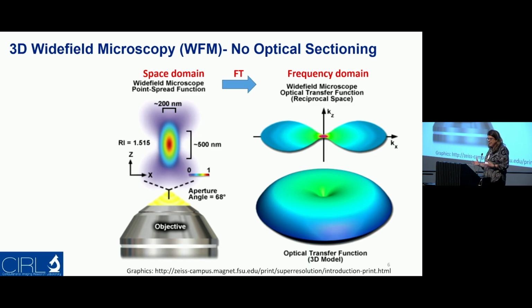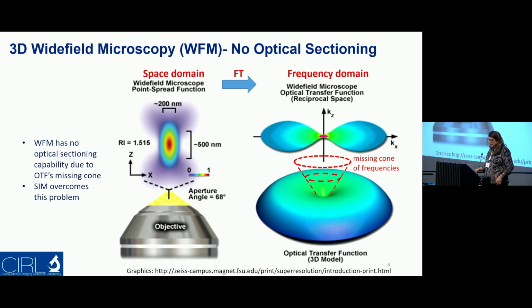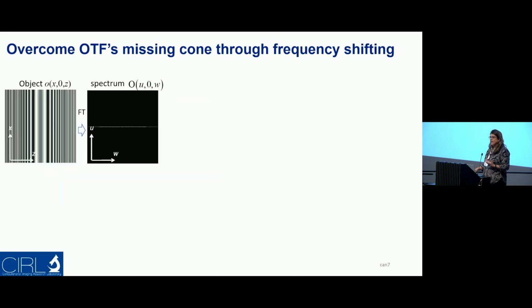If we look at the Fourier transform of the point spread function, we know that this limited bandwidth optical transfer function has a distinct missing cone of frequencies. Because of that, nothing can be transmitted through that cone, which leads to the lack of optical sectioning capability. Structured illumination microscopy overcomes this problem, and the paradigm is based on the fact that we can overcome the OTF's missing cone through frequency shifting.